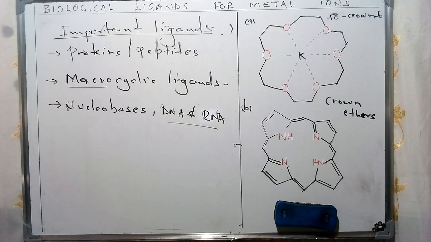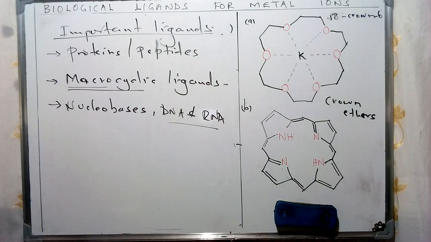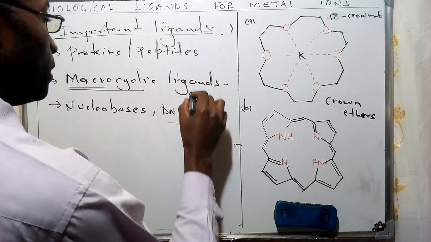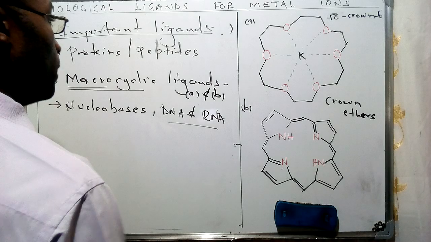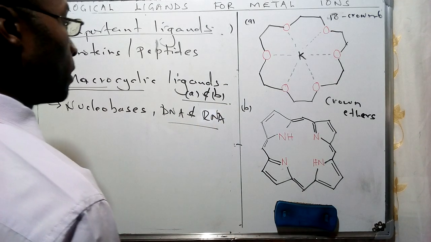Now for the second figure, this represents what we refer to as a porphyrin. Porphyrin is one of the examples of the proteins or peptides which I've mentioned, and it is also an example of macrocyclic ligands. So the set of A and B, which I've given in the above examples, constitute what we refer to as macrocyclic ligands.